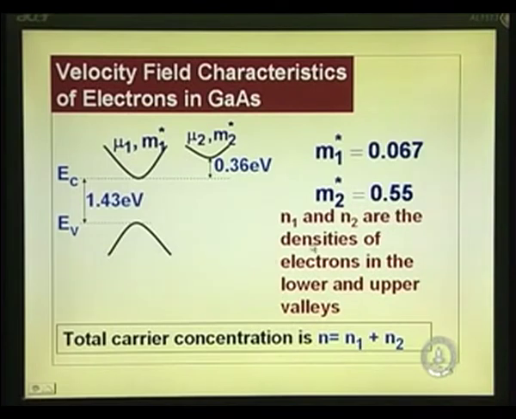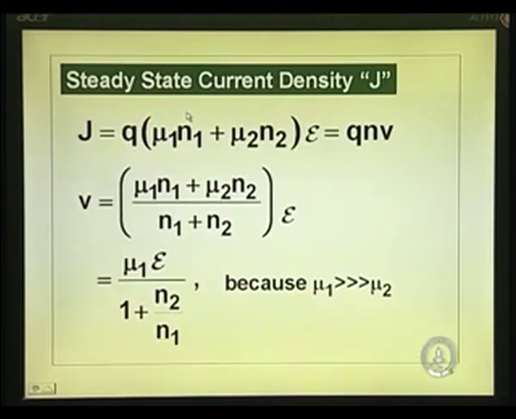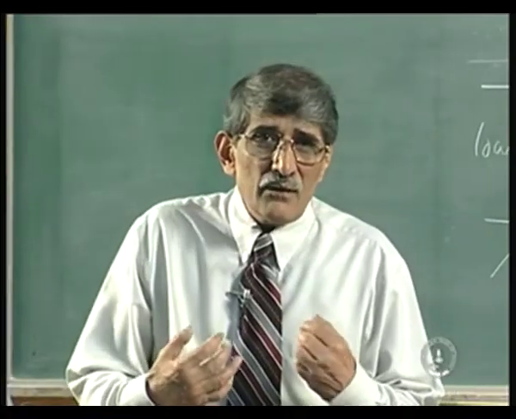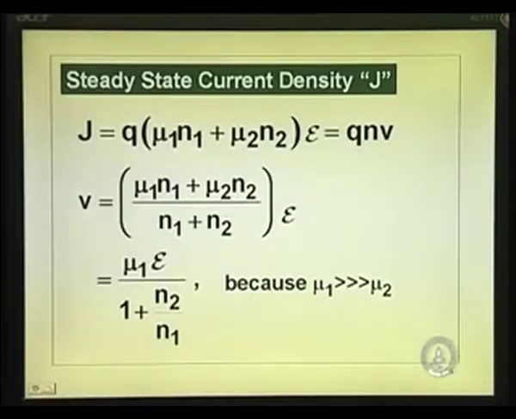N1 and N2 are the densities of electrons in the lower and upper valleys. Let us go further now. Hereafter, what you do is write down how to find the velocity related to current. If there are N1 electrons in the lower valley, mobility is mu 1 and E is the electric field, the total current density due to the electrons is J, equal to Q times mobility times carrier concentration in the lower valley times the electric field, plus mobility in the upper valley times the number of electrons in the upper valley times the electric field.